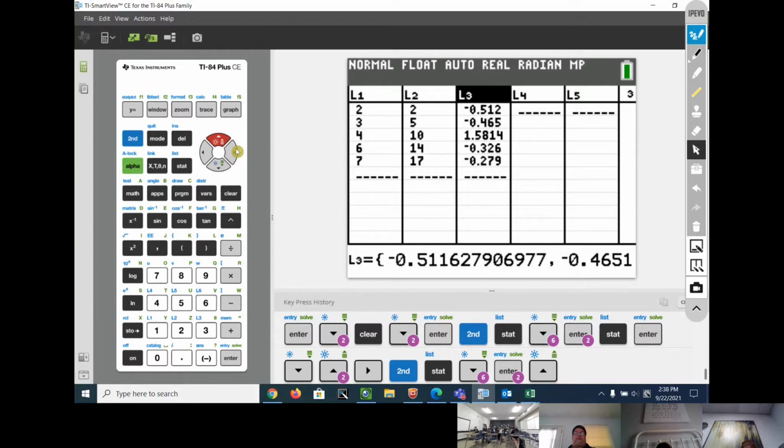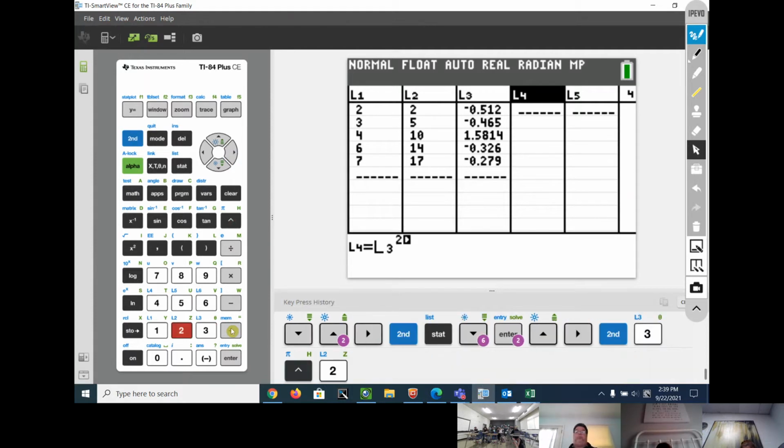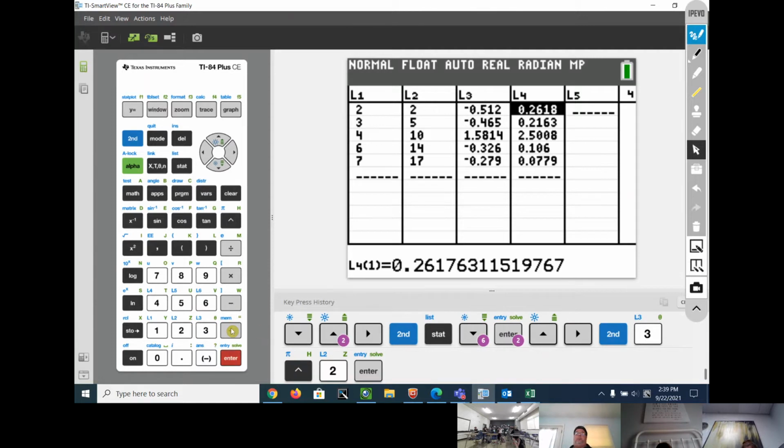I'll show you how to square them. Go to L4, type in L3. You can hit shift second, L3, raise to the second power, enter. Does everybody see that? Because I see half of y'all looking down and I see half of y'all need something to tell me. Are you working? Do you understand? I see a couple of people, I think they're understanding.